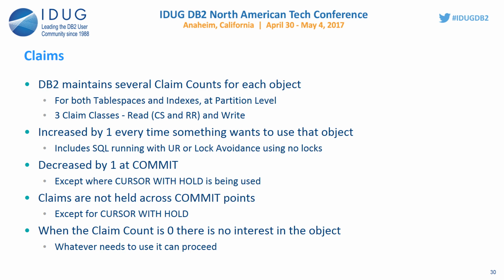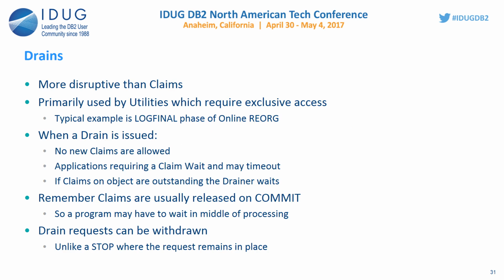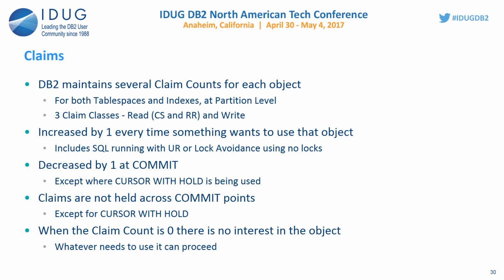Okay. So your application is issuing claims without you realizing it. Right? Because these claim counts are getting incremented when your application's running. Drains are disruptive. They're very different from claims. That's when a utility gets in and it needs exclusive access to the object. So for example, you've run a reorg and you're about to go into the switch phase. So DB2 needs exclusive access to the object at the utility time. And it issues a thing called a drain. What a drain does is it stops anybody taking a new claim, and it waits till the claim count gets reduced to 0, and then it can get access to the object.